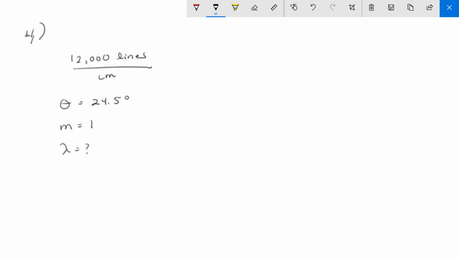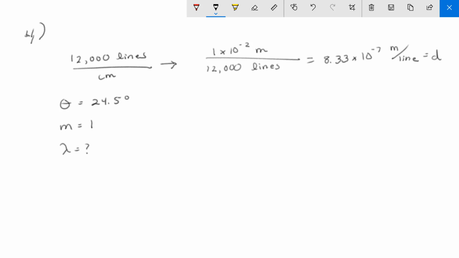Now I have to work on that 12,000 lines per centimeter. If I take 12,000 lines per centimeter and invert it, I get 1 centimeter for every 12,000 lines, although of course I converted centimeters to meters right away. Now, if I solve that mathematically, I will find the distance between the lines. That distance is 8.33 times 10 to the negative 7th meters per line, which is d, the distance between my spacing.